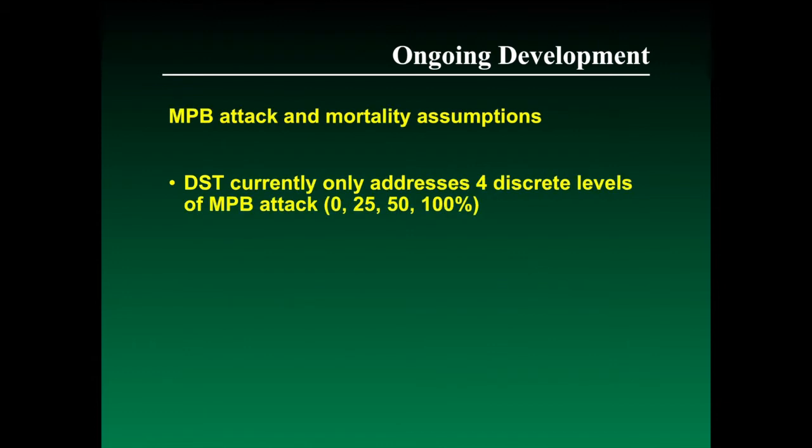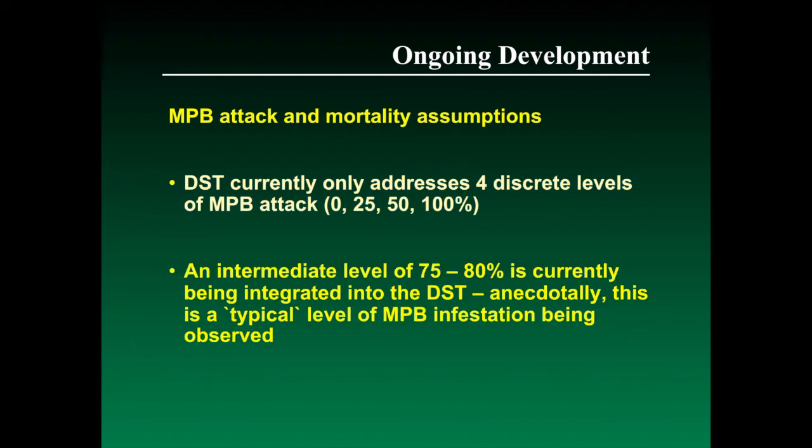Currently, like I pointed out before, there are only 4 discrete levels of MPB attack available: 0, 25, 50, and 100% kill, modeled as succinct one-time events. There's a fairly strong feeling that experience in Alberta shows that something on the order of 75 to 80% kill is a more representative descriptor of MPB incidents, and so we're working at incorporating that kind of level into the modeling as well.